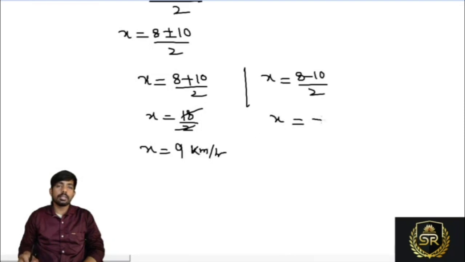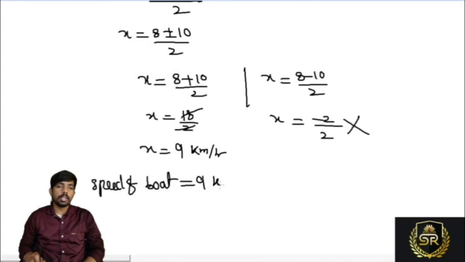And the other is 8 minus 10, which is minus 2, by 2. So you are getting a negative value, which is rejected, since speed is always positive. So x is equal to 9 km per hour. Therefore, the speed of the boat is 9 kilometers per hour. That is the solution and the answer. Done.